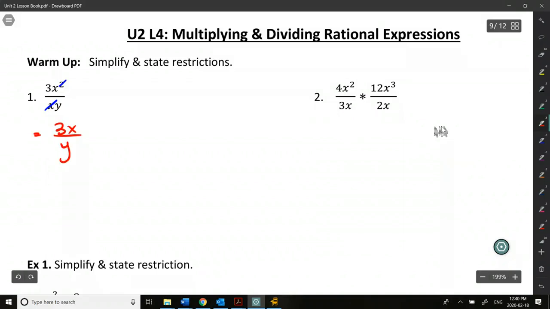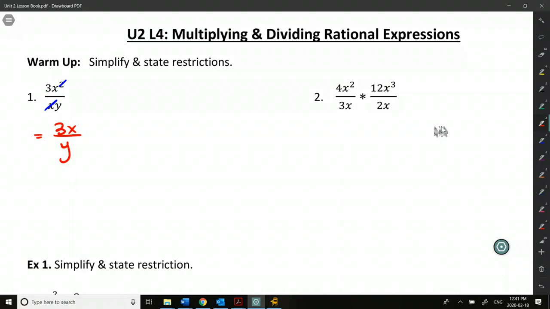How about restrictions? Does anyone want to share with us what they put? Can somebody remind us what restrictions are? Let's start there. What is a restriction? Restrictions. What can the denominator of a fraction not be?